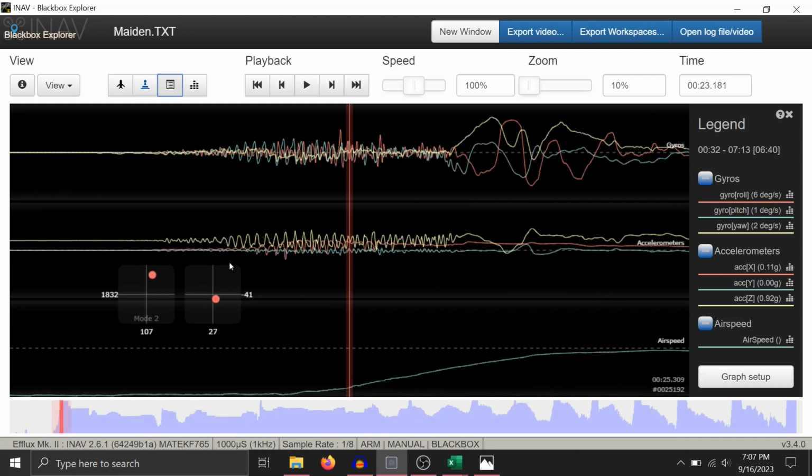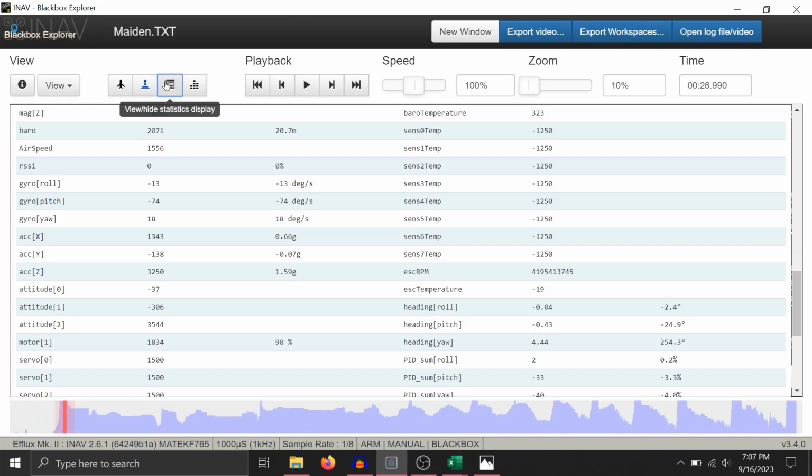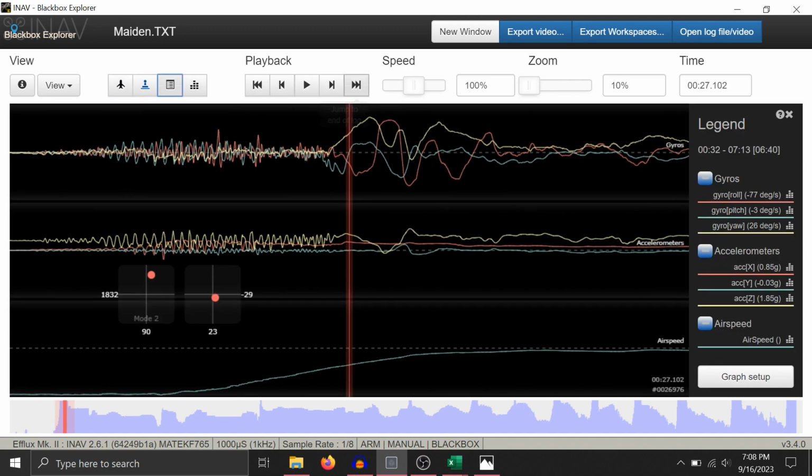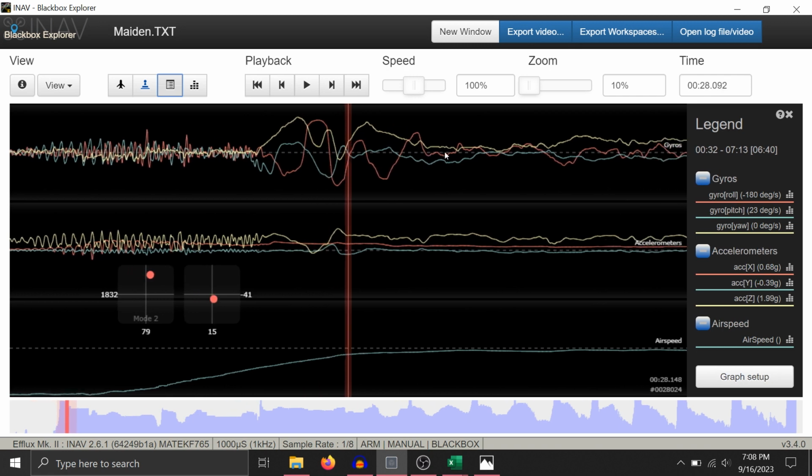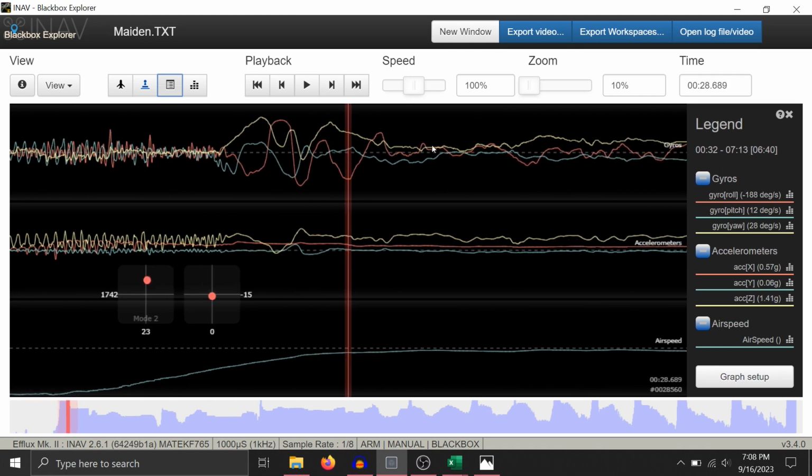We'll start with takeoff here. So this takeoff roll is about 3 seconds long. Looks like takeoff occurred at approximately 15 meters per second. And then immediately you can see we got big oscillations in all three axes as I try and get this thing under control.